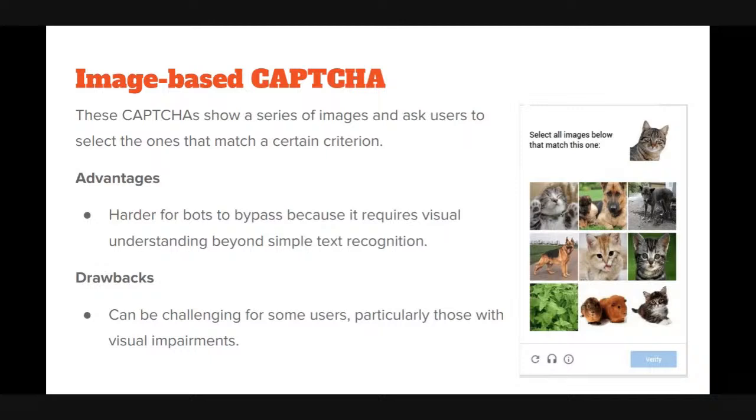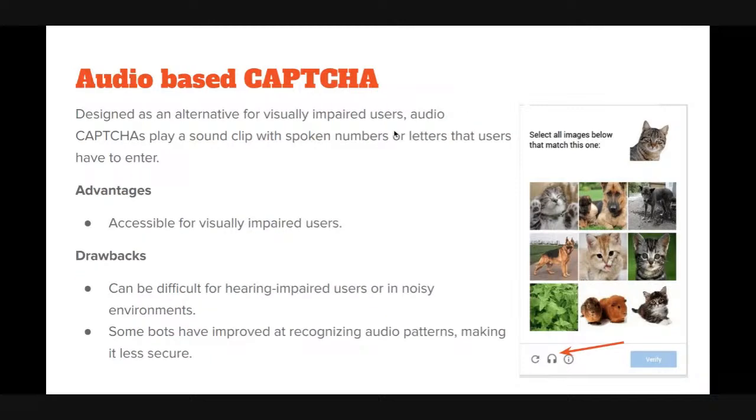Talking about visual impairments, we have the next type, which is audio-based CAPTCHA. It is designed as an alternative for visually impaired users. These audio CAPTCHAs play a sound clip with spoken numbers and letters that users have to enter to pass the test. The advantage is that it is accessible for visually impaired users, but as a drawback, it can be difficult for hearing impaired users or in noisy environments. Also, some bots have improved at recognizing audio patterns, making it less secure.